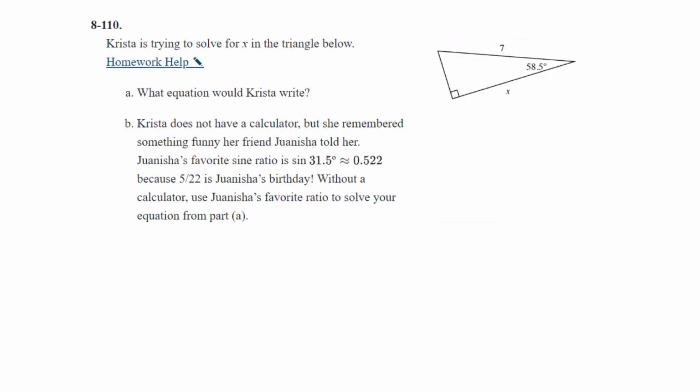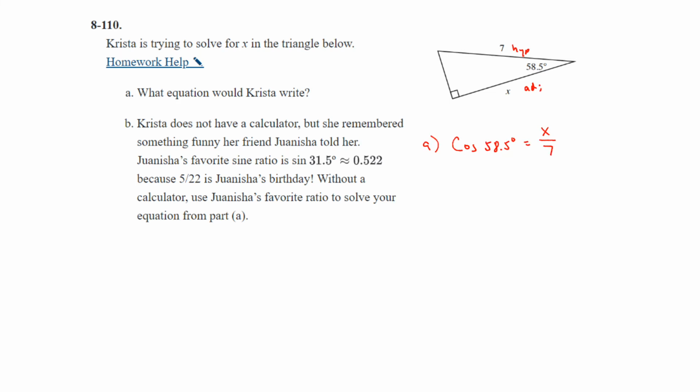Question 110. Krista is trying to solve for x in the triangle below, or to the right. What equation would Krista write? So let's see, we're looking to solve for x, we've got a right triangle, so we can use our trig ratios. X represents the adjacent side. 7 represents the hypotenuse. So for part A, we could use the trig ratio for cosine. Cosine of 58.5 degrees is equal to the adjacent side, x, over the hypotenuse of 7. So that would be the equation.